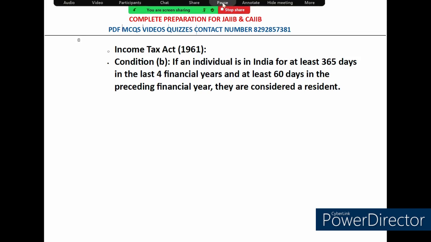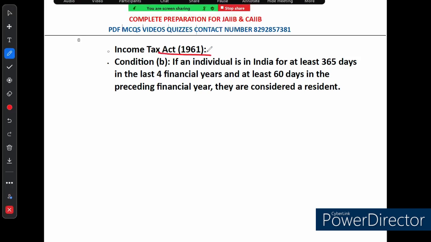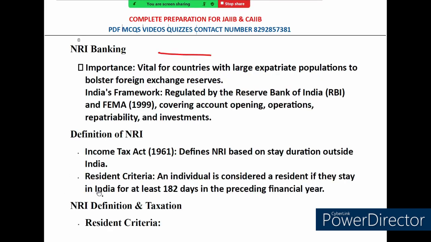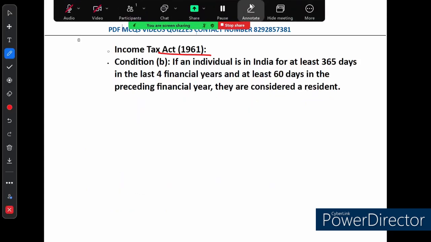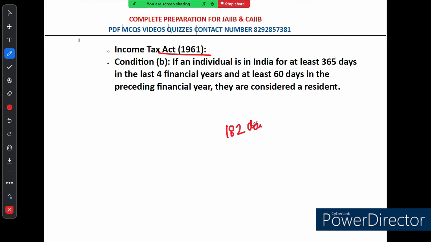According to the Income Tax Act 1961, the first condition we have already covered in the previous slide, that is condition number A. What was condition number A? That you are considered resident if you have stayed in India for at least 182 days in the previous financial year. That was condition number A. And now comes condition number B.